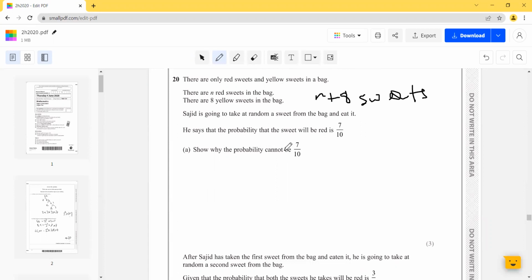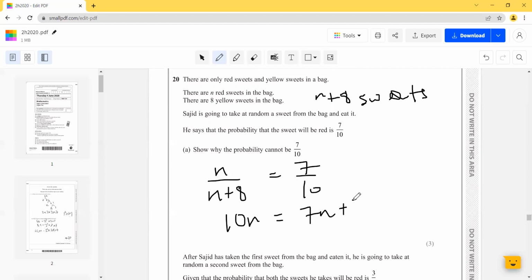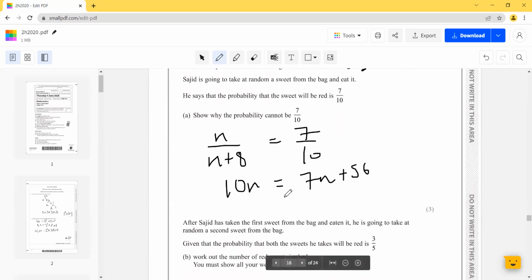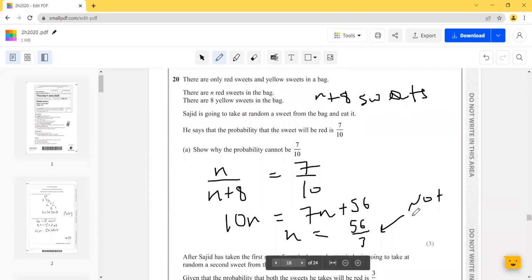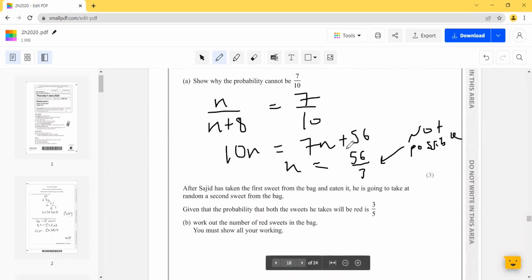Okay. So let's say he takes a red sweet. What's the probability of a red sweet? Well, n over n plus 8. And let's see what happens if we set that equal to 7 over 10. Well, that's like saying 10n is 7n plus 56, which means n is 56 over 3. And this is not possible. You can't have 56 over 3 red sweets because n has to be an integer or a whole number. Okay.